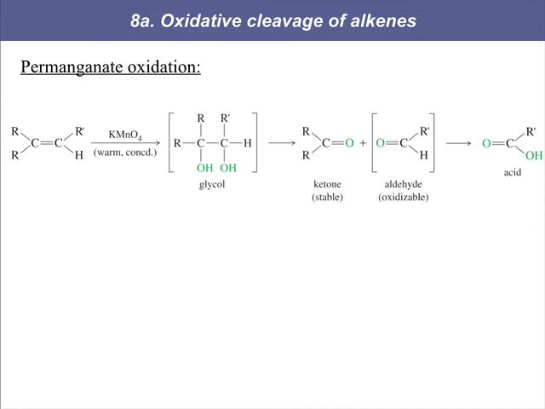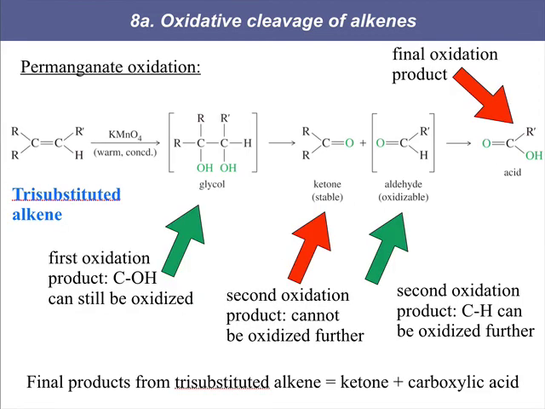Here's kind of the logic. We're starting with a tri-substituted alkene. In our first oxidation product, the CO and CH bonds can still get oxidized. We can turn a single bond CO into a double bond CO. So we're going to do that, and in order to do that, we have to cleave the carbon-carbon bond. We get a ketone that cannot get oxidized and an aldehyde that can get oxidized to a carboxylic acid.